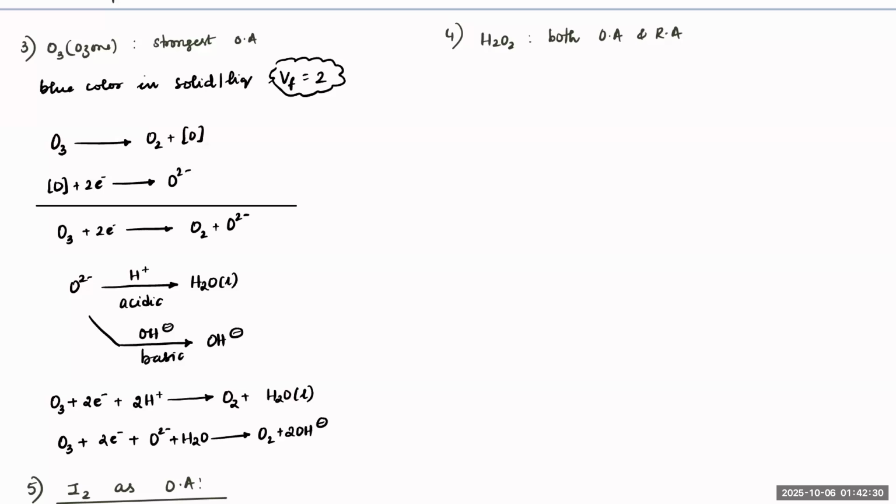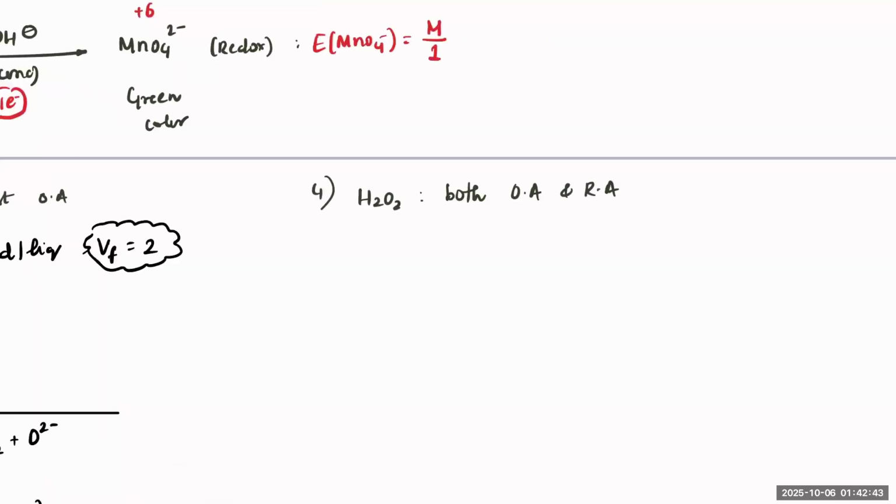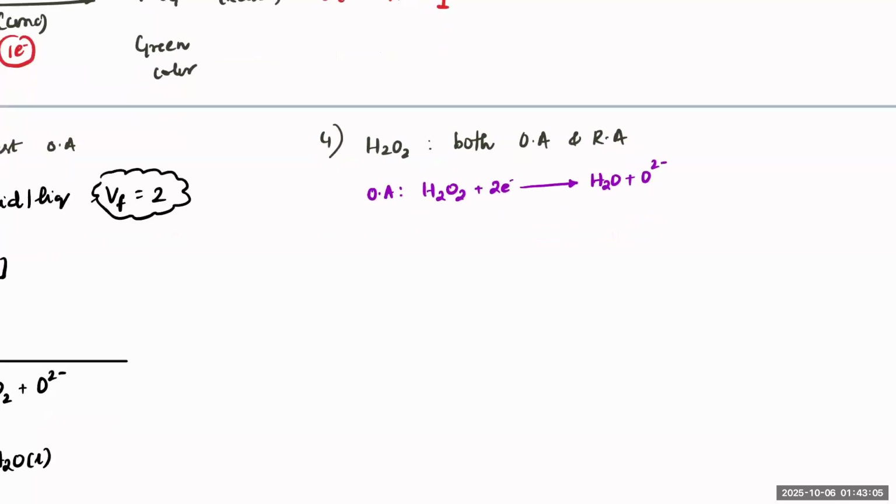Next topic is about peroxide, H2O2. H2O2 acts as both an oxidizing agent as well as a reducing agent. When it is used as an oxidizing agent, H2O2 will consume two electrons and convert itself into H2O plus O2 minus. Just like in ozone, here also it will convert into this form.